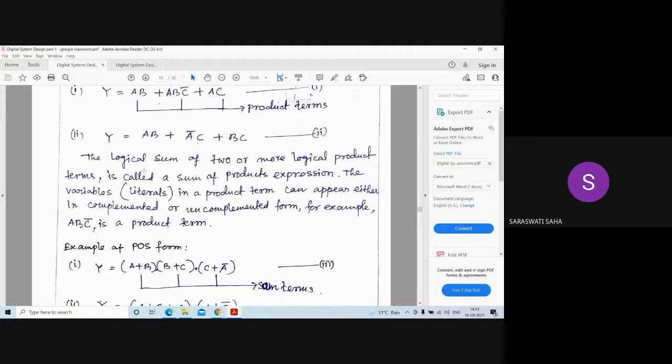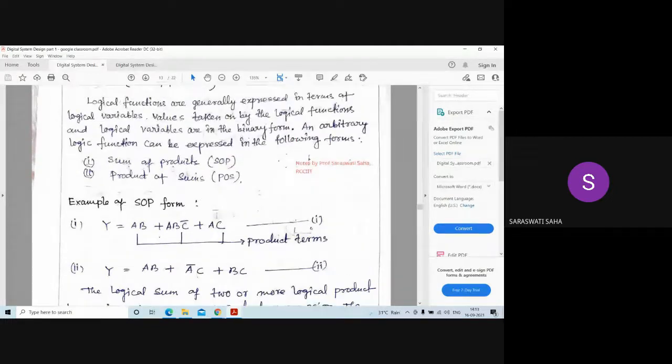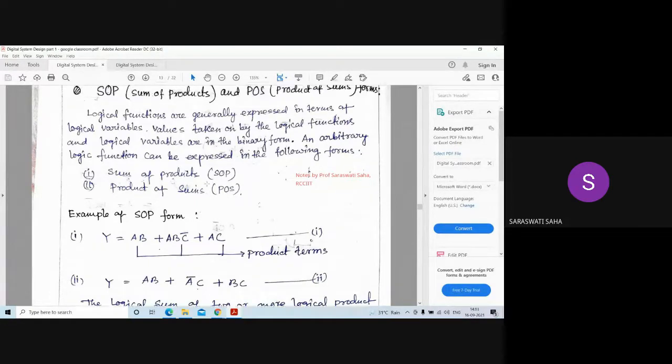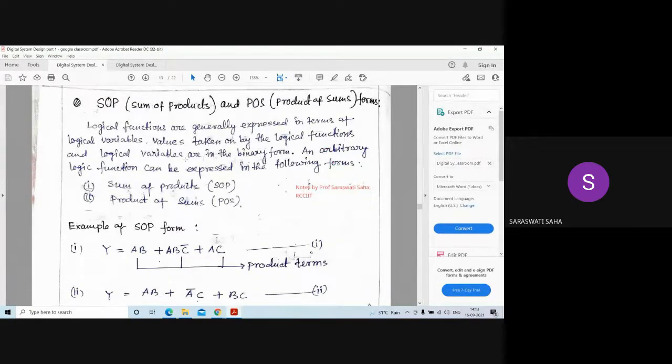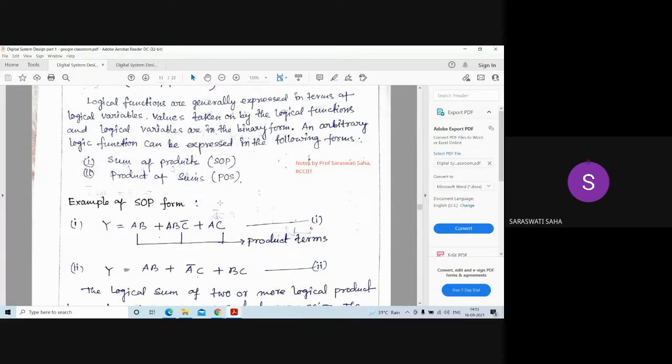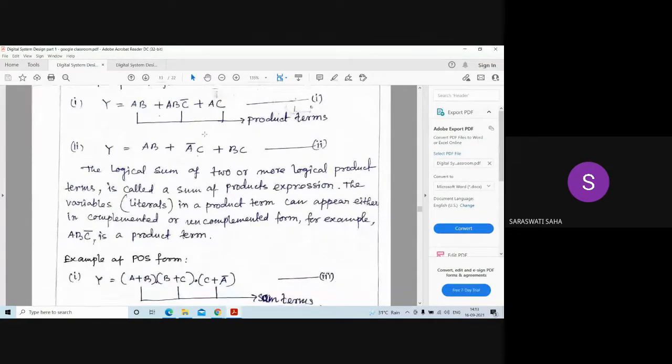So there are two kinds of representation of the Boolean expression: sum of product and product of sum. Another example is AB plus A bar C plus BC. This is also an example of sum of product terms. There are 3 product terms, AB, A bar C and BC. They are in OR between them.